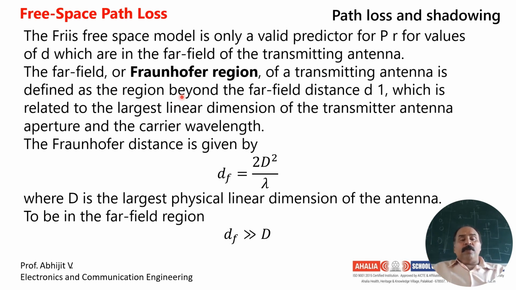The far field or the Fraunhofer region of the transmitting antenna is defined as a region beyond the far field distance df, which is related to the largest linear dimension of the transmitter antenna aperture and the carrier wavelength. The Fraunhofer distance df is equal to 2d squared by lambda, where d is the largest physical linear dimension of the antenna. So to be in the far field region, df should be much greater than d.